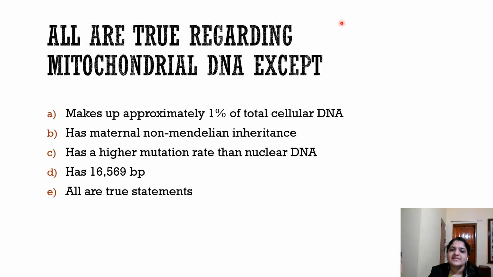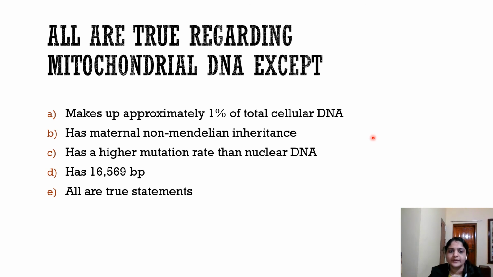Has 16,569 base pairs. Yes, that's a true statement. Mitochondrial DNA has around 16,569 base pairs, which makes up about 1% of total cellular DNA. So what is the base pair count in nuclear DNA? Nuclear DNA has around 3.3 billion base pairs. That is another question asked. Mitochondrial DNA has 16,569 base pairs, whereas nuclear DNA has 3.3 billion base pairs.